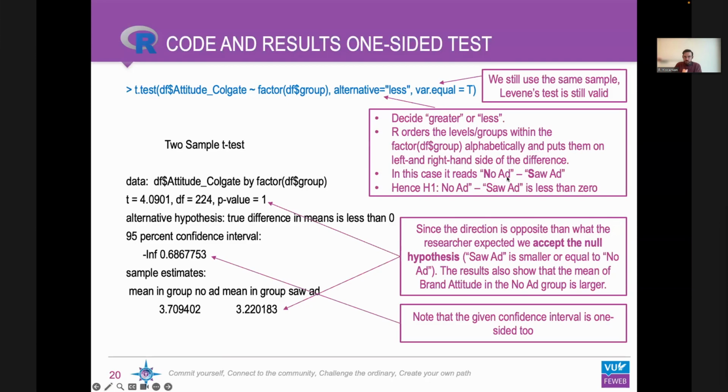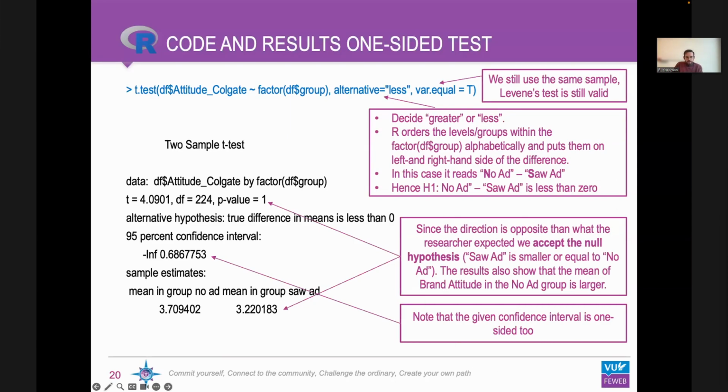So the noadd comes first, and it puts a difference sign in between. So it subtracts soadd from noadd. What does it subtract? The mean of attitude. Then you need to decide based on your alternative hypothesis whether this difference should be less than 0 or more than 0. If this should be less than 0, then you put a less. If this should be higher than 0, then you should put a greater here. So the options for alternative are greater or less.